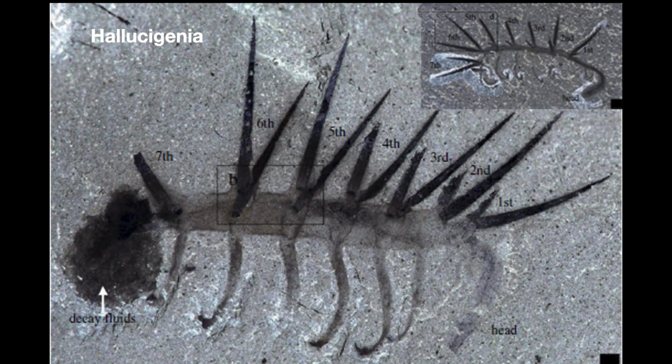So it got its name because the scientists that discovered it thought, it's like a hallucination. Never seen anything like this. This is really weird. It's got all these crazy spiky things on top of it. Why would it have spiky things on top of it? Because stuff's trying to eat it, right?